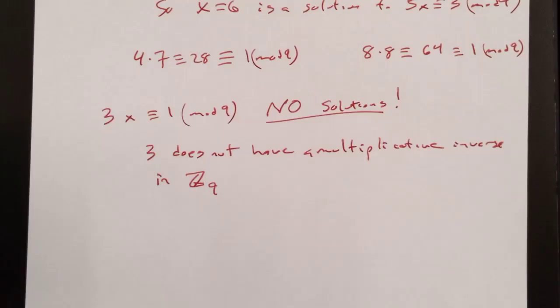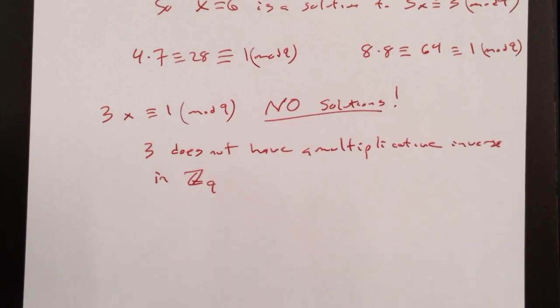What's another way I can phrase that in terms of the stuff we talked about Wednesday or last Friday about primes? The greatest common divisor of 2, 5, 4, 7, and 8 with 9 is 1. Greatest common divisor of 3 and 9 is 3, not 1. Numbers have multiplicative inverses when they are relatively prime.